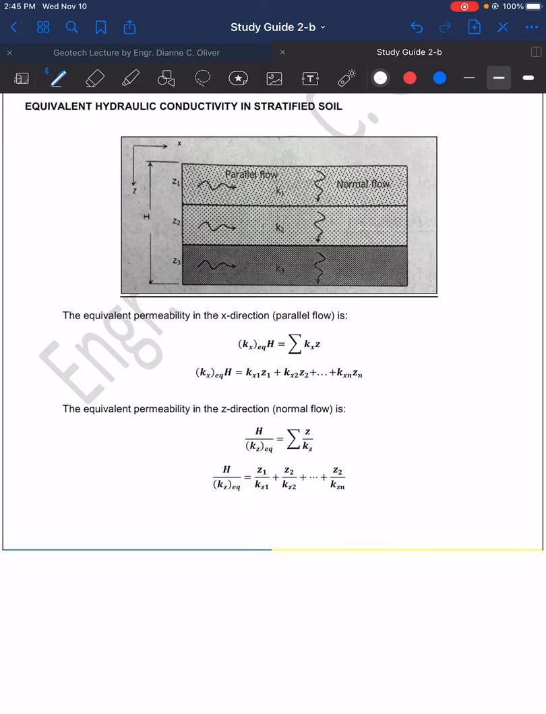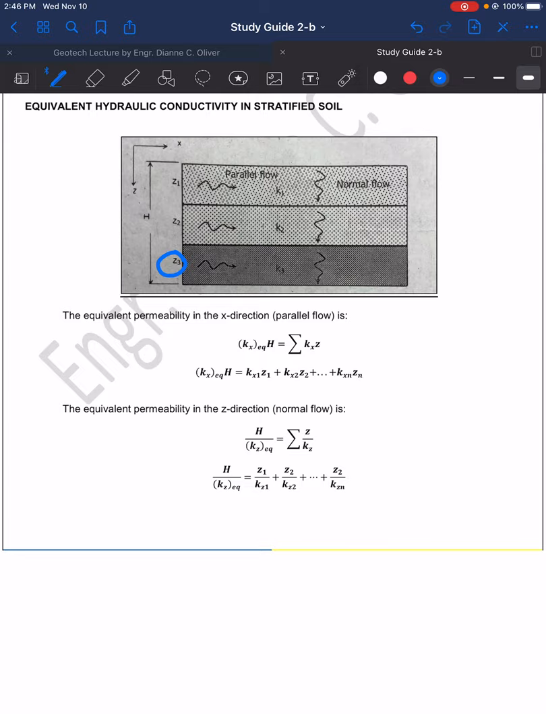Now consider this example here. So we are to find what is the hydraulic conductivity with a given depth, with a depth of H. And we found out that in this depth of H, there are three different soil types or three layers of soil. So we have here Z sub 1, that is the depth of this soil layer, or the height of the soil layer. And then we have here Z sub 2, and we have Z sub 3.